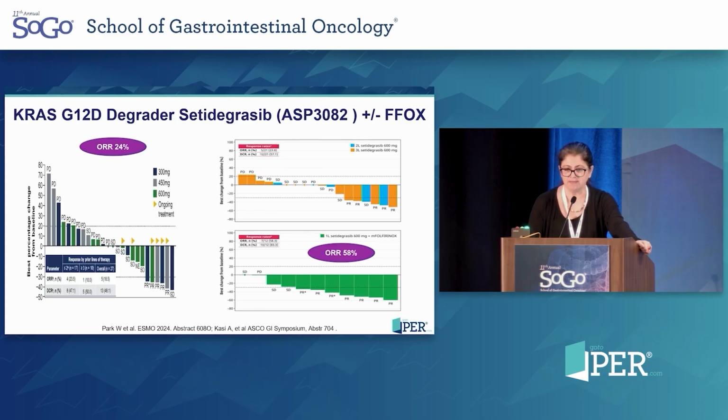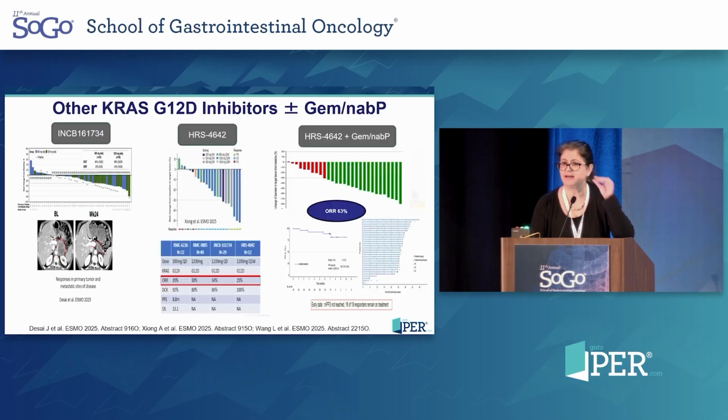To the right, we have data presented by Anup Kasi from Kansas at ASCO GI 2026, showing response rates as high as 60% in combination with FOLFIRINOX, with this protein degrader for G12D. By the way, a phase 3 study by Astellas with that agent in combination with chemotherapy, either FOLFIRINOX or gemcitabine-nab-paclitaxel, is launching or has already launched this year.